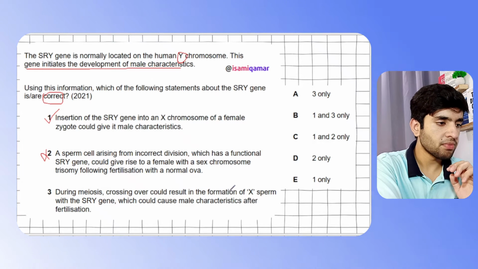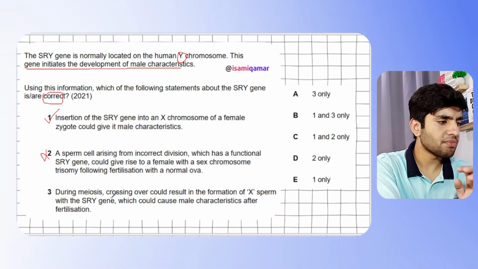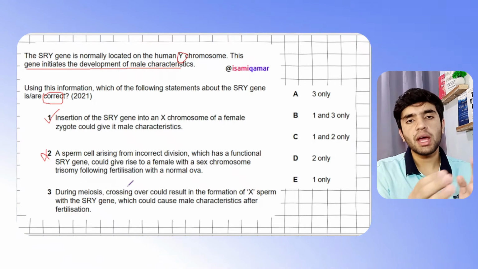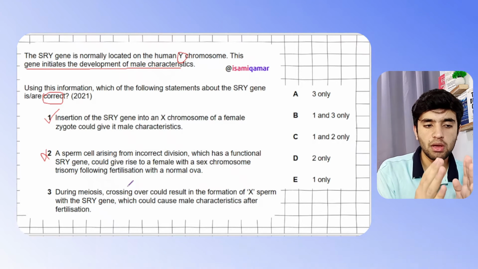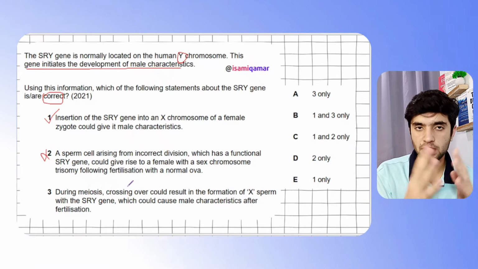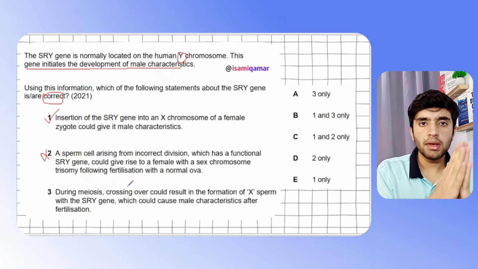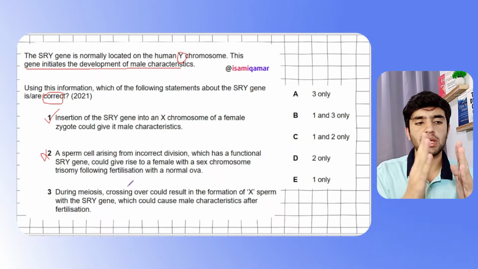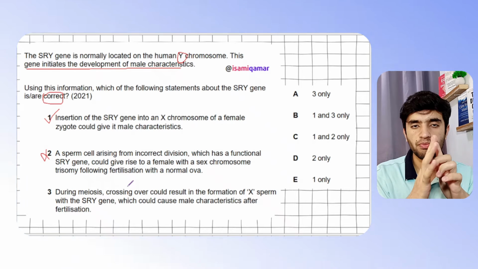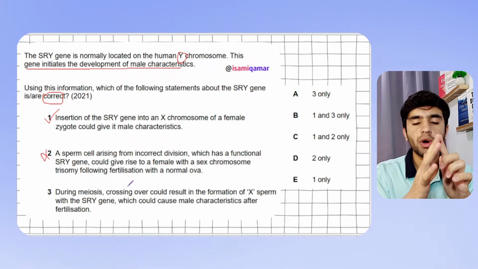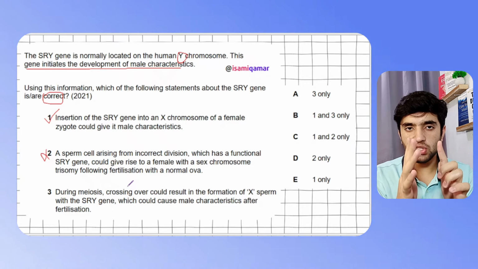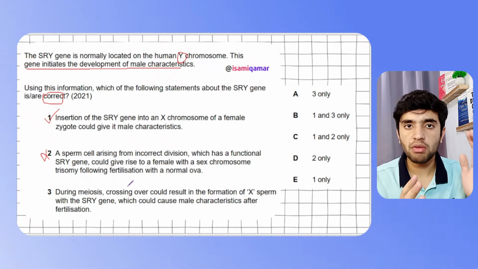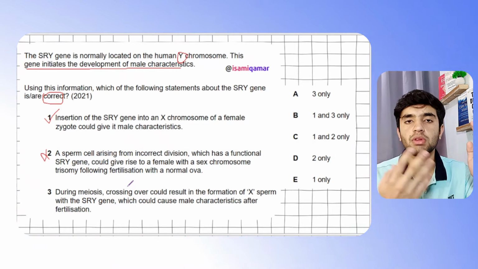Yes, an X sperm is any sperm with the SRY gene, which would cause male characteristics after fertilization. So what happens during crossover, which happens in prophase 1? When crossover occurs, exchange of genetic material occurs between chromosomes. If the SRY gene from the Y chromosome gets onto an X chromosome, and the X chromosome is responsible for femaleness, it will form a female.